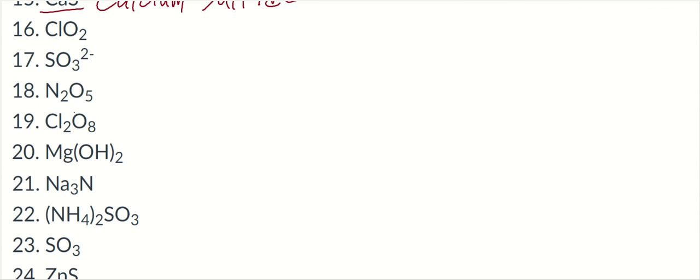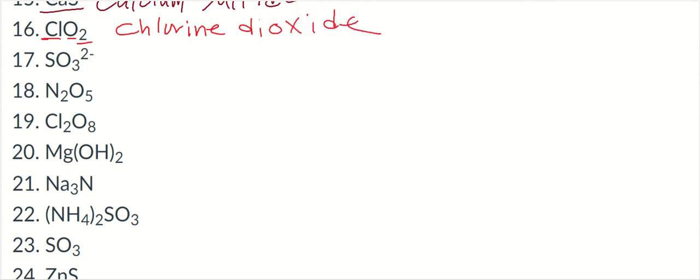Oh, this one, be careful. This looks like the chlorite polyatomic ion, doesn't it? But it doesn't have a charge, so it is not a polyatomic ion. Let's just follow our rules for a nonmetal, nonmetal. We don't write mono for the first element if there's only one of them. So this is simply chlorine, the full name, and then di means 2, oxide. So be careful.